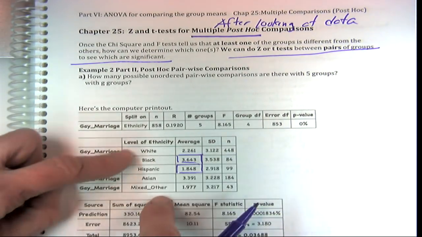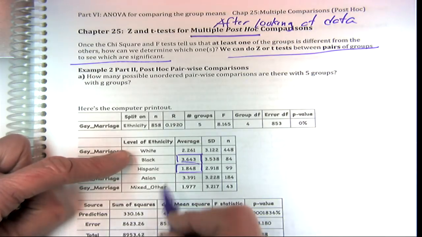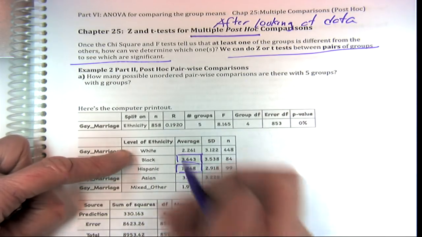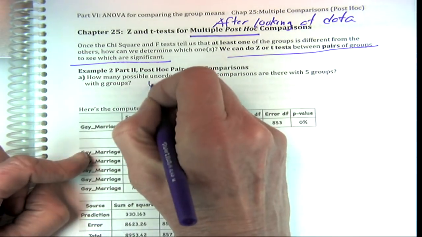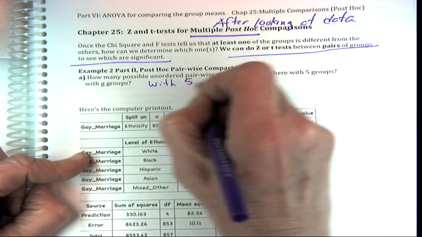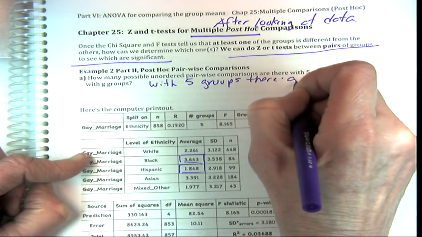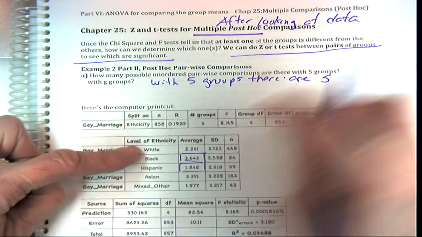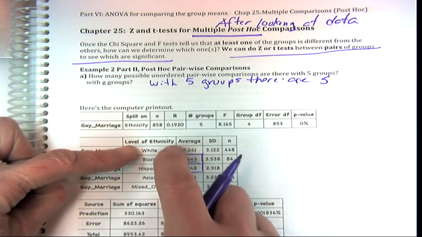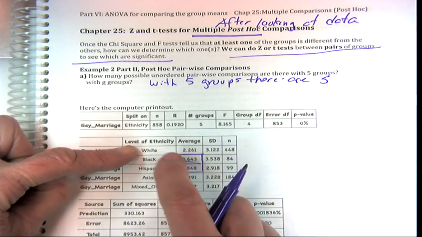So there's 5 groups. I could take from my first group and 4 from my second one. So how many are there with 5 groups? There are 5 ways you can choose the first comparison. Let's say we chose whites. And then there's 4 other groups. I could say whites and blacks, whites and Hispanics, whites and Asians, and white and mixed others.